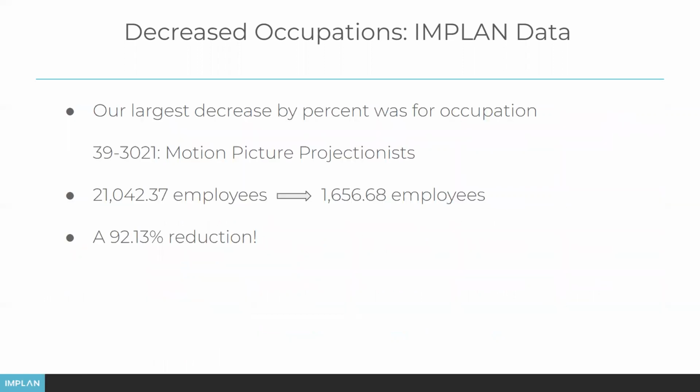But by percent, the largest decrease for an occupation was for occupation code 393021, motion picture projectionists. The estimated 21,042 employees from 2019 decreased to around 1,657 employees in 2020. Of course, 21,000 employees in a single detailed occupation code isn't that much to begin with when we're looking at the entirety of the United States, but this still does represent a 92.13% reduction, which is the largest reduction by percent for any occupation.